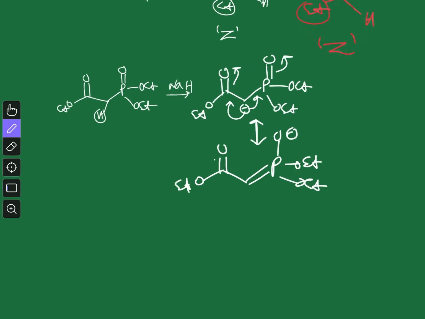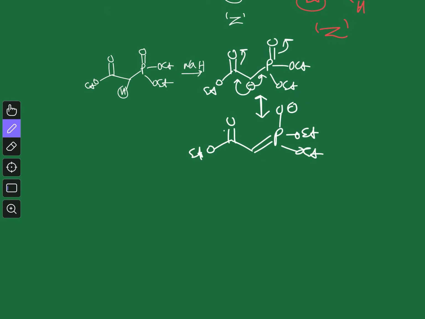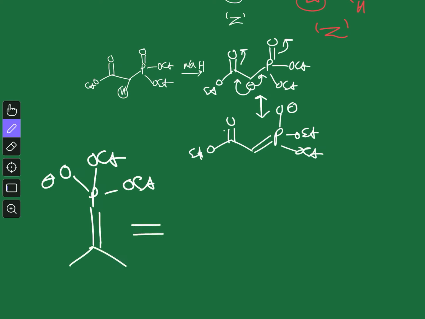Now this will undergo a 2+2 cycloaddition with the aldehyde. So first we will draw this. Okay, so P, O minus, OEt, and here we have this aldehyde. So again we will put hydrogen above and phenyl below, because otherwise there will be steric hindrance.